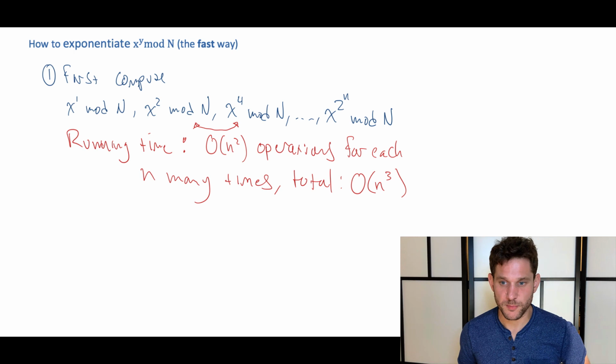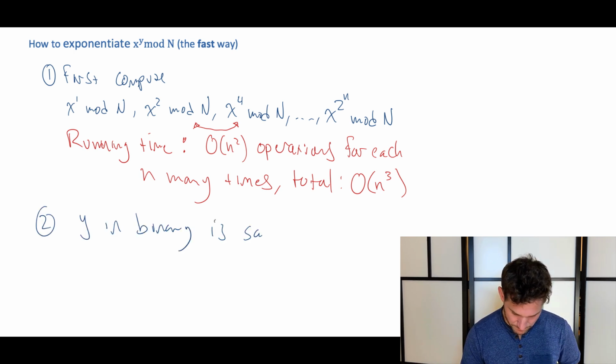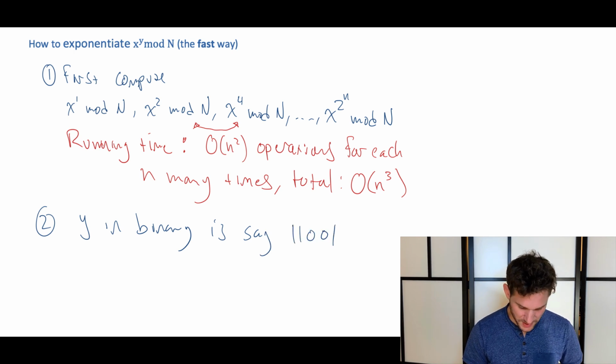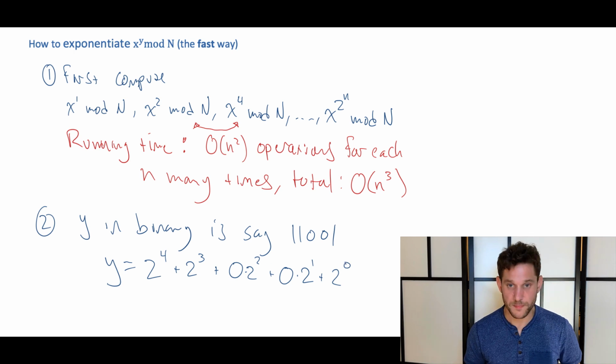Okay, now that we've computed x raised to all of these powers of 2, let's think about what y is. Just assume that y is written in binary. Let's just say it's 11001. What that means is that y equals 2 to the 4 plus 2 to the 3 plus 0 times 2 to the 2 plus 0 times 2 to the 1 plus 2 to the 0. That's what it means to write it in binary. That's how we can represent it.